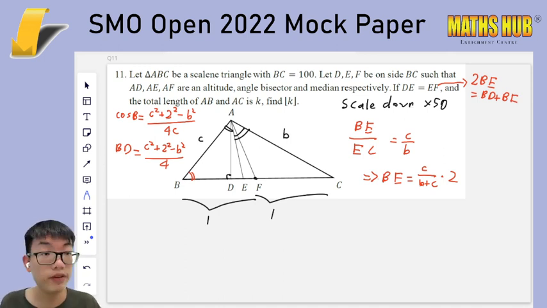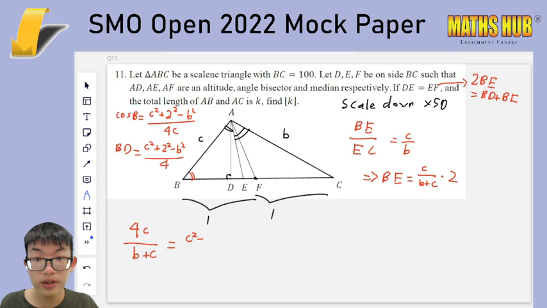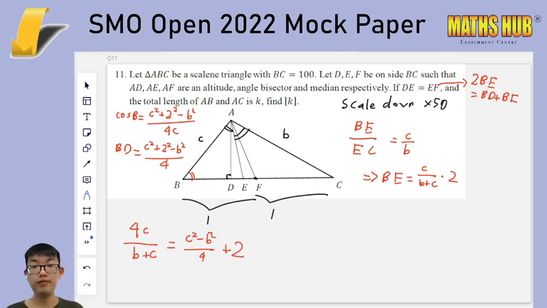Okay, so let's write that all down. 2 times BE, so 4C over B plus C, is equal to BD, plus 1 for 2 squared over 4, and then plus BF is 1 again. So actually that would be just plus 2. And this kind of looks like it should be able to simplify in some way. It is not so clear how exactly you simplify, but let's just multiply everything by 4 times B plus C and we'll see.